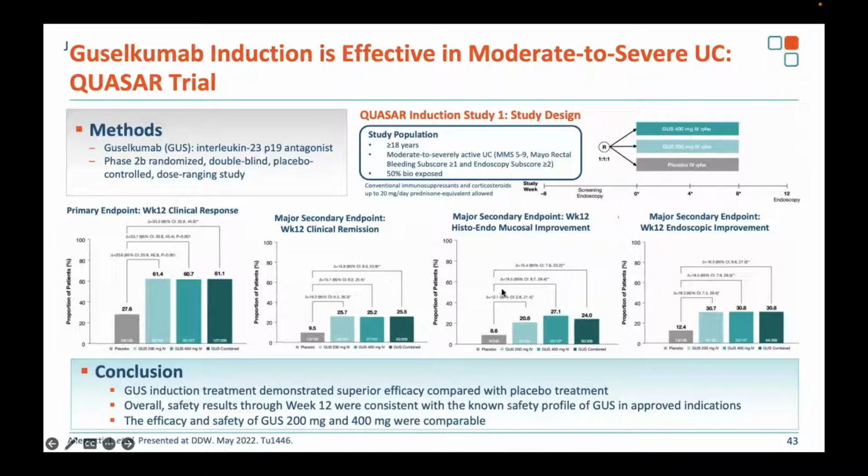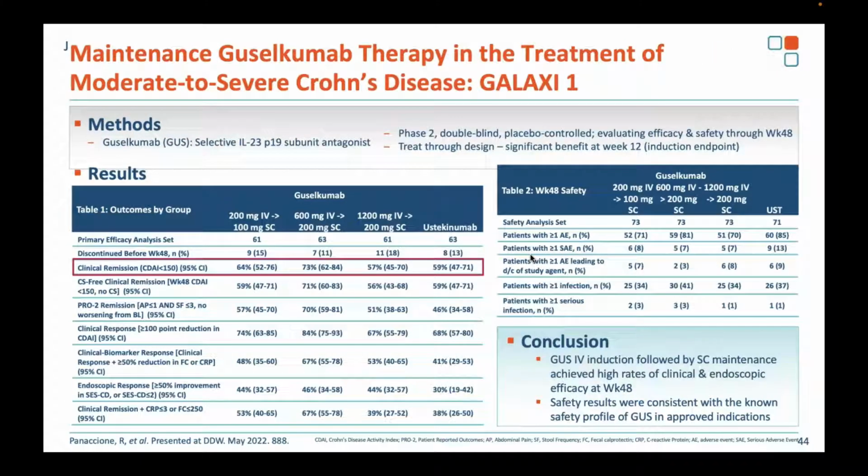And as we go across in terms of endoscopic and histoendoscopic mucosal improvement, you can again see benefit over and above placebo. The guselkumab Crohn's data, we now have the maintenance data from this. So this is a treat-through design randomized control trial of guselkumab P19 versus placebo. We've seen the induction data previously, which show benefit of guselkumab over placebo, but similarity, not powered to show significance, but similarity with ustekinumab and guselkumab.